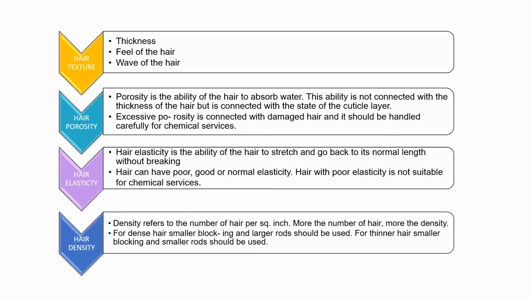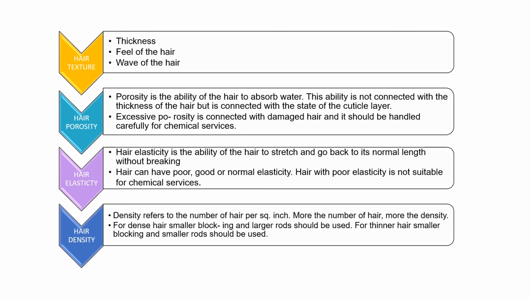Then let's see what hair density is. Density refers to the number of hairs per square inch. The more hairs, the more density. For dense hair, smaller blocking and larger rods should be used. For thinner hair, smaller blocking and smaller rods should be used.